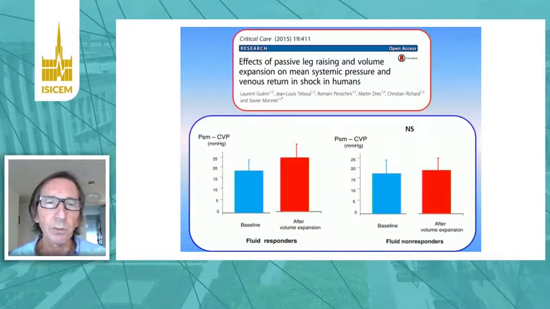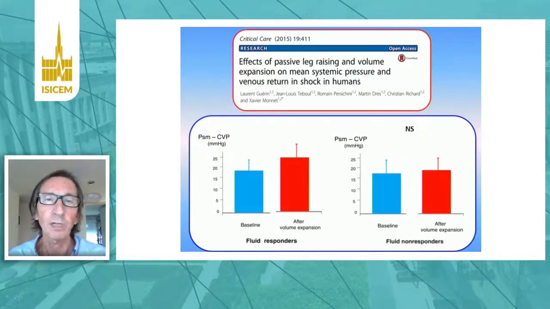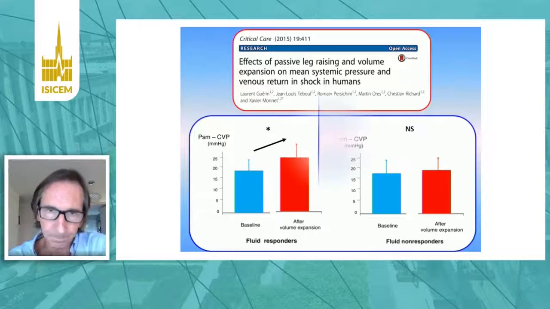And again, in this study, we looked at the pressure gradient for venous return, that is to say, the difference between the mean systemic pressure, the upstream pressure for venous return, and the CVP, the downstream pressure for venous return. As you can observe, only in fluid responders, that is to say, in patients who will increase cardiac output in response to fluid infusion, only in this population of patients, the pressure gradient increased. In the other patients, there is no change in the pressure gradient. So cardiac output increases only in fluid responders.